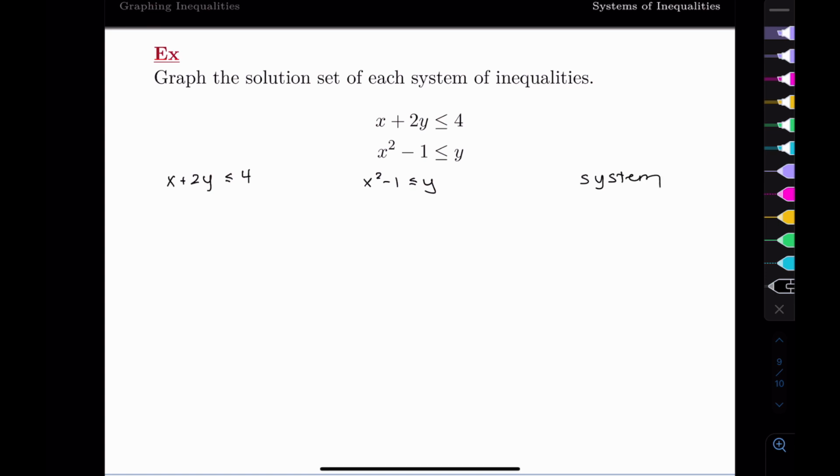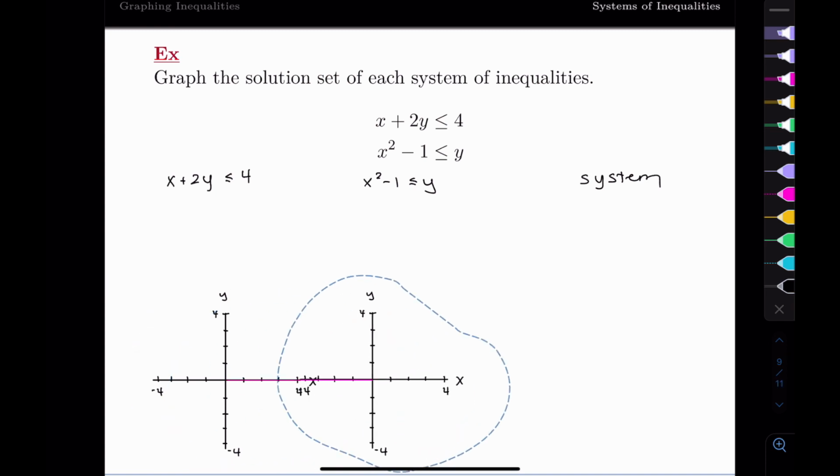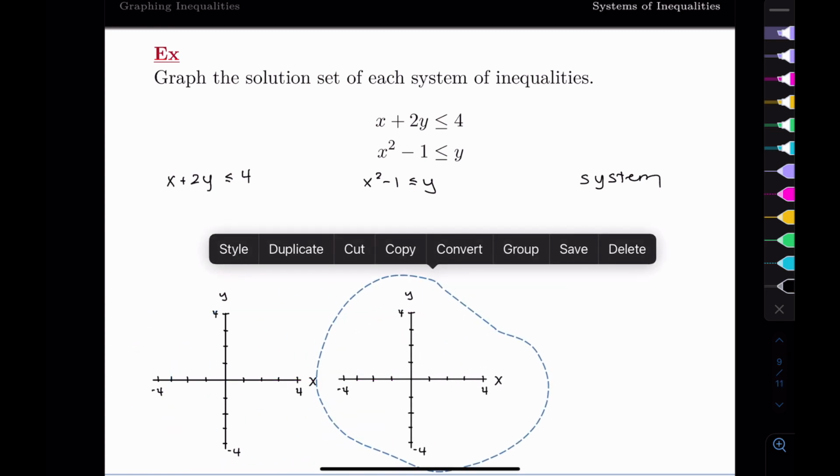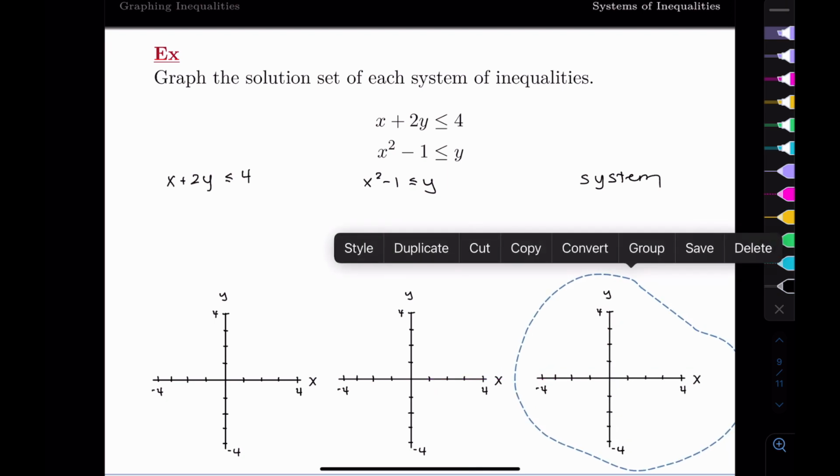So I'm preemptively going to put my xy planes here. So again, I can lay one on top of the other to see where they overlap. And I know that I only need to go out 4 in each direction and I'll be good. So we have 3 different graphs that we're drawing.